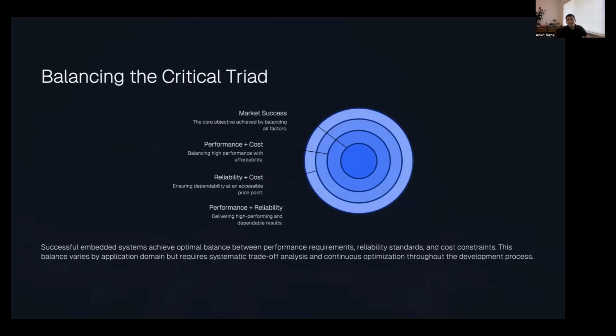Every embedded system lives in a triangle: performance, reliability, and cost. Push too hard on one corner and the others suffer. The real art is balancing all three. That balance depends on your domain, whether it's wearables, automotive, or smart home, but the principle is universal.